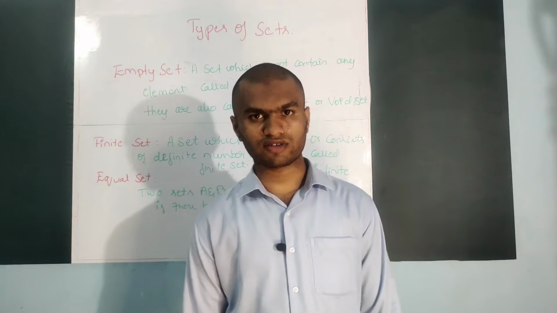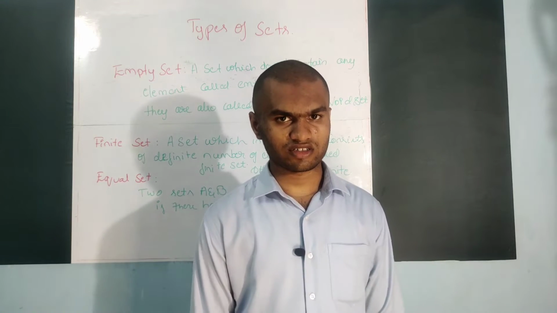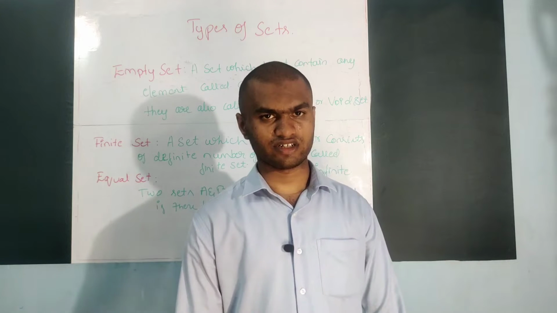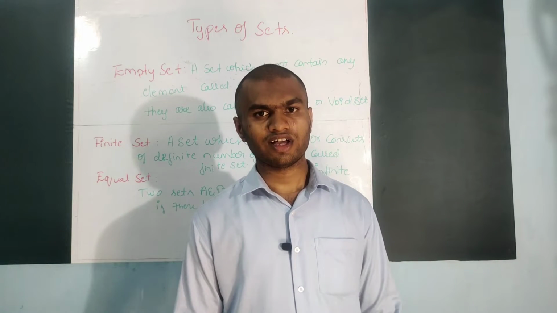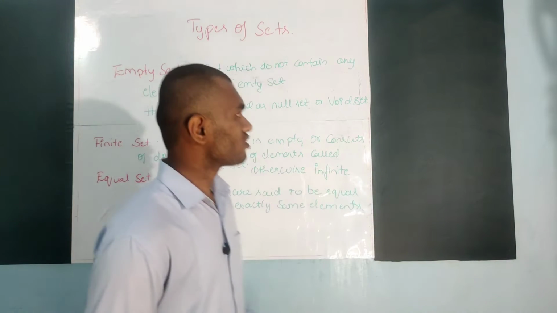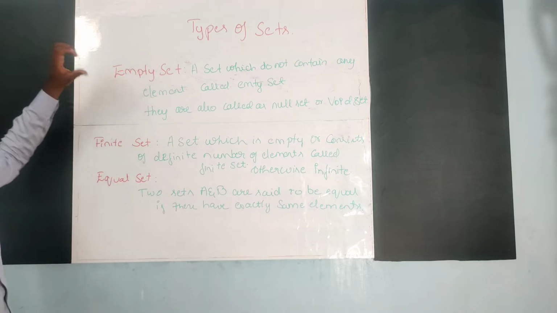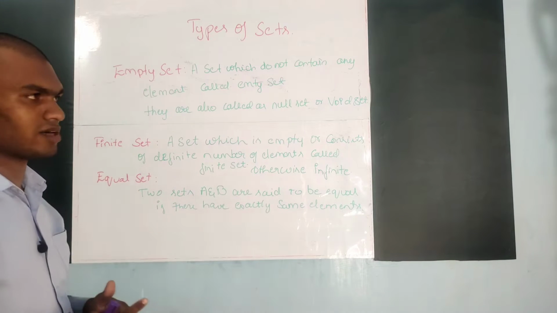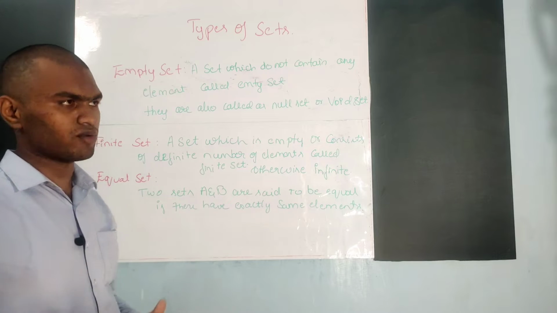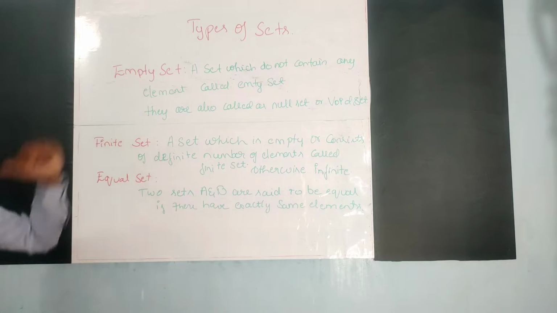So in the last class we studied sets: the definition of a set and the representation of a set. In this class we are studying types of sets. We have many types of sets, so we will study them one by one. First, what is an empty set?